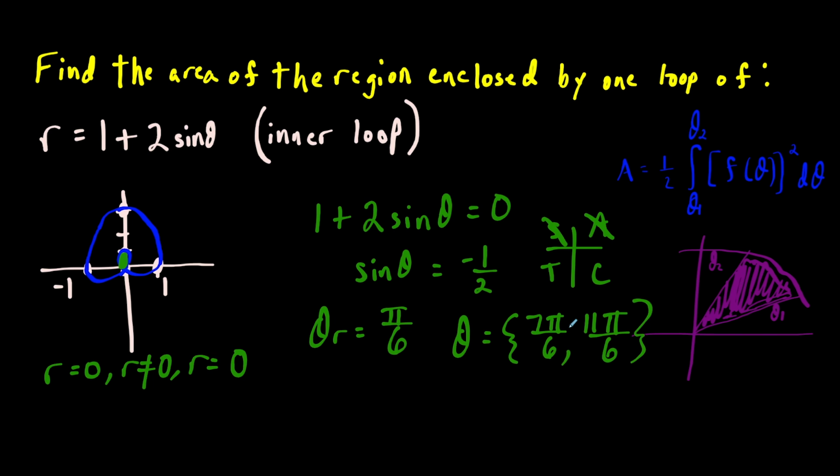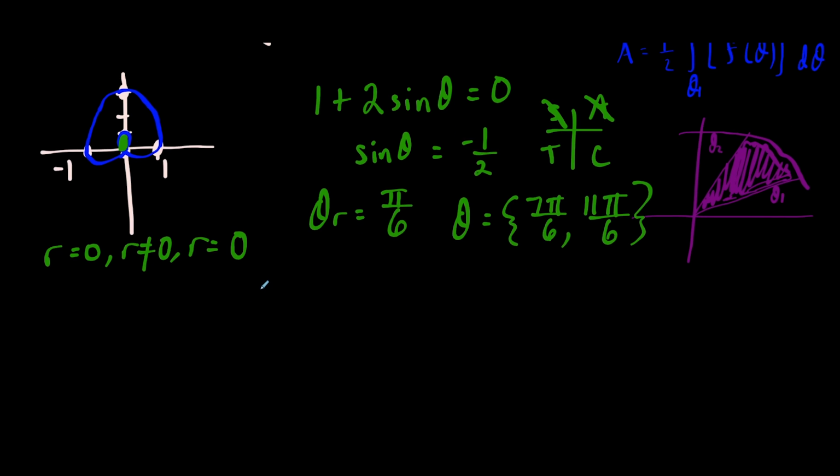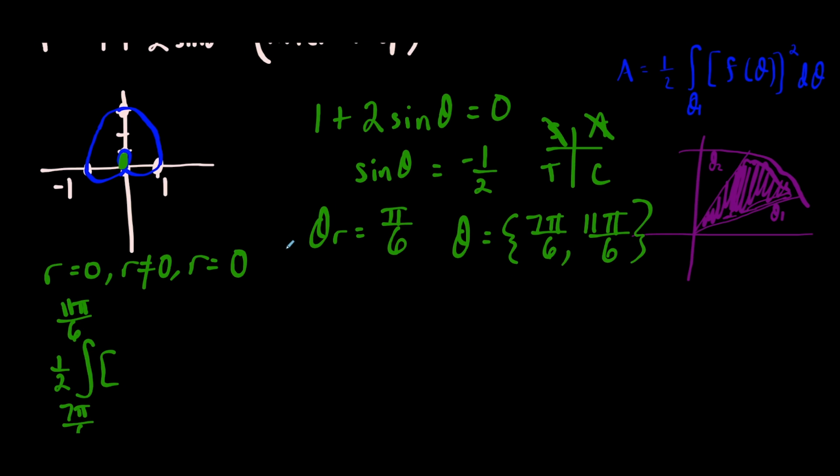So these are our limits of integration. That's when we begin this inner loop, and that's when we end it. We begin at 7 pi over 6, and the loop ends at 11 pi over 6. Now we just plug this into the formula, with limits from 7 pi over 6 up to 11 pi over 6. It's 1/2 times the square of the function 1 plus 2 sine theta.